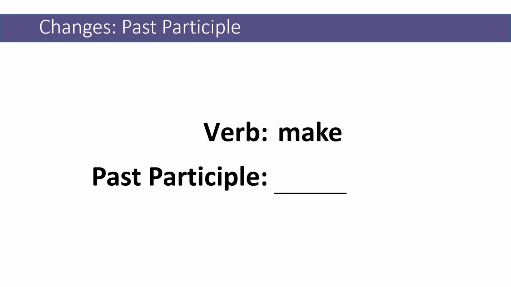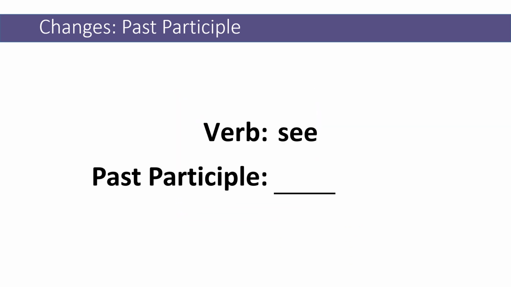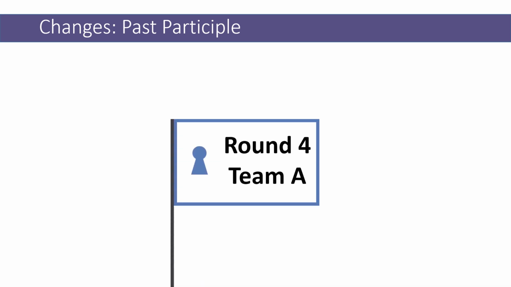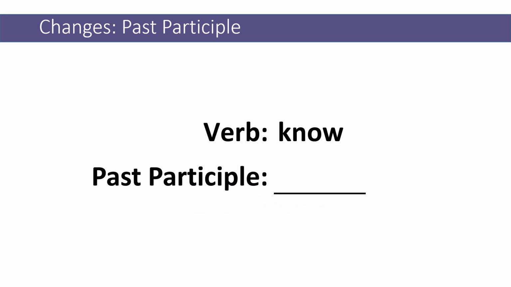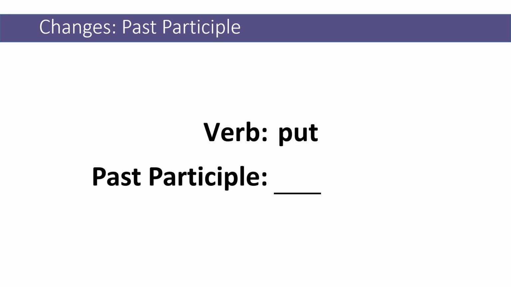So make, the past participle, made. Again, this is the same as the simple past. See, the past participle, seen. This one's different. It's not saw. Know, the past participle, known, not knew, which is a simple past. Put, the past participle, is put. This one's an easy one. All three are the same.